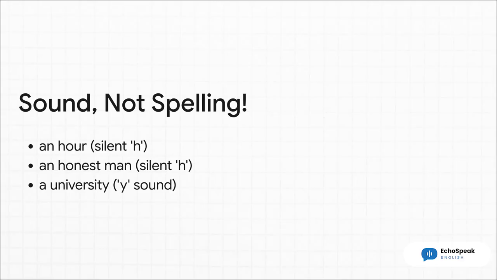And here's where it gets really interesting, and honestly, where most people get tripped up. The rule is about the sound you make, not the letter you write. Take the word hour. It starts with an H, but we don't pronounce it. The first sound is ow. That's a vowel, so we say an hour. And the reverse is true for a word like university. That U actually makes a y sound, which is a consonant, so it's a university. Always trust your ears on this one, not just your eyes.